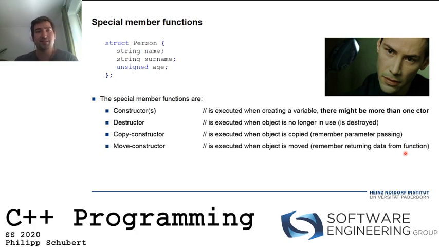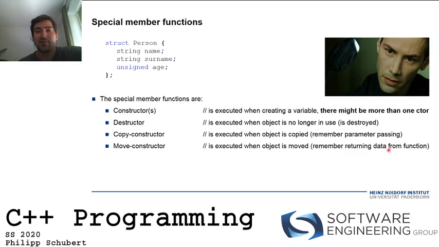Also, in C++11, there is a new special member function which is called the move constructor. And the move constructor is used when you need to move an object. So copying is really performing a copy, but sometimes you don't need a copy. Sometimes it's more efficient to just move around a piece of data without copying it.